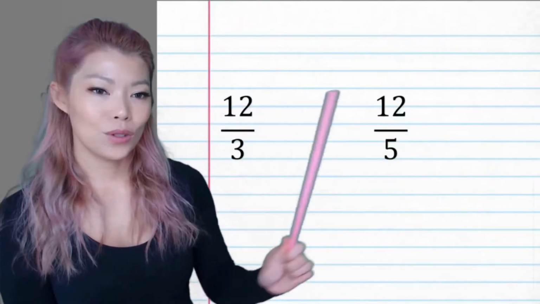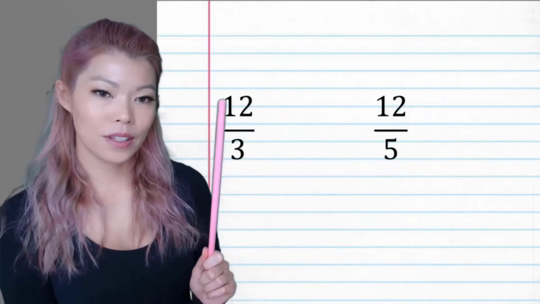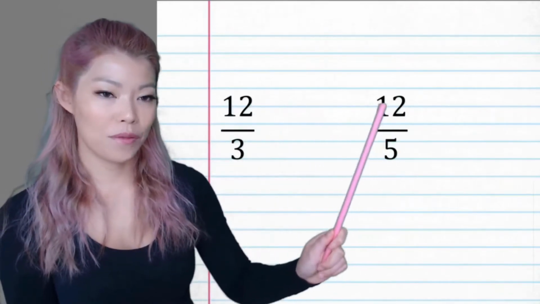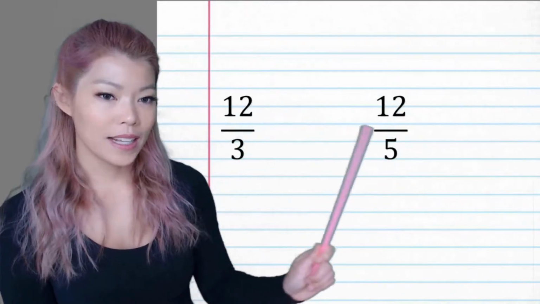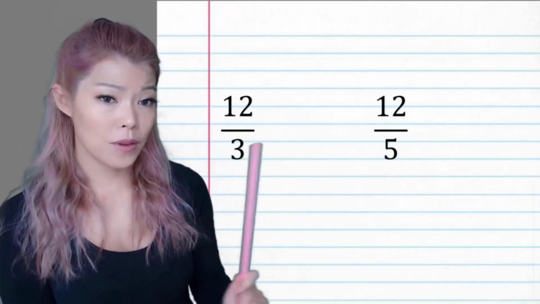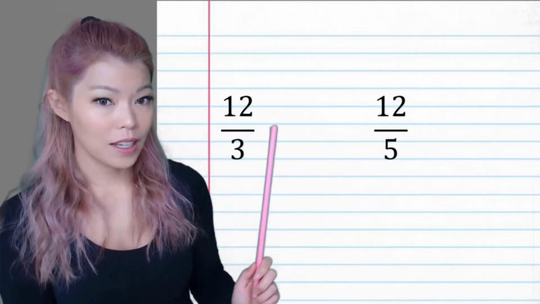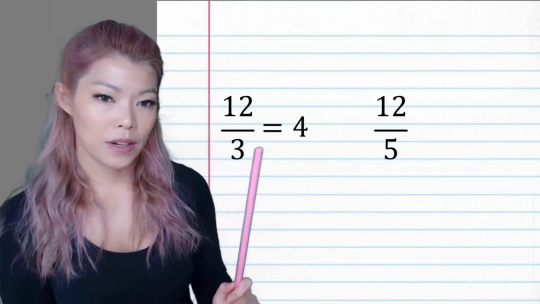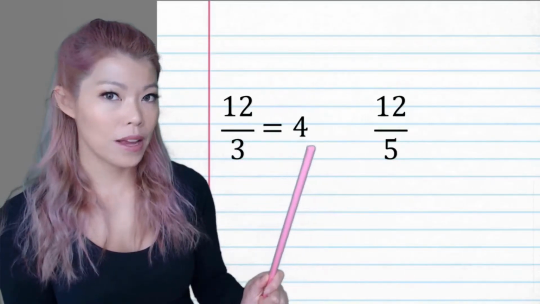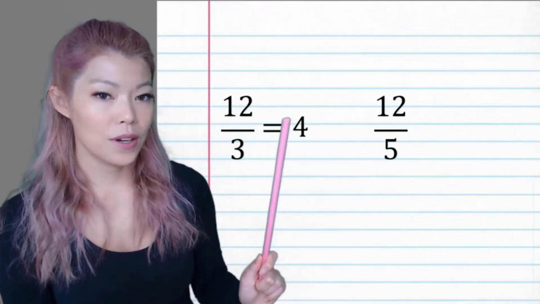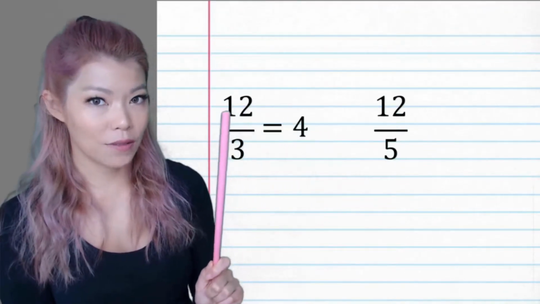Have a look at these two sets of values. Here we have 12 divided by 3 and 12 divided by 5. What can you see? Are 3 and 5 factors of 12? Well, when we divide 12 by 3, we obtain 4 with a remainder of 0. And we know that 4 and 3 are factors of 12.